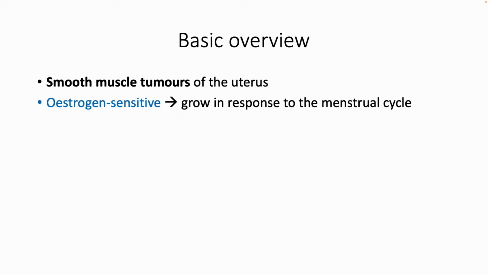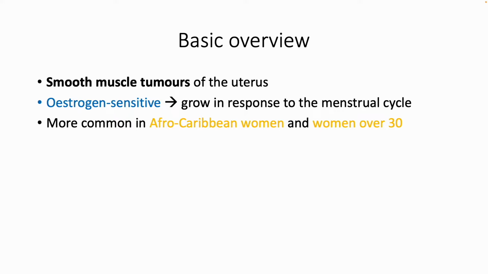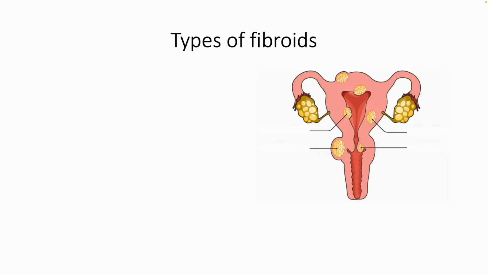This video will give you a brief overview of fibroids, also known as leiomyomas. So let's start with the basics. Fibroids are smooth muscle tumors of the uterus which are estrogen sensitive, meaning that they grow in response to the menstrual cycle. They're more commonly seen in Afro-Caribbean women and women over 30, and there are multiple types of fibroids, and I would like to discuss the main 4 types on this next slide.